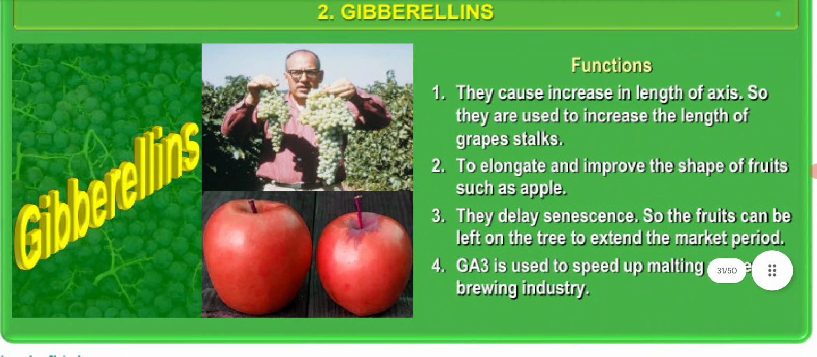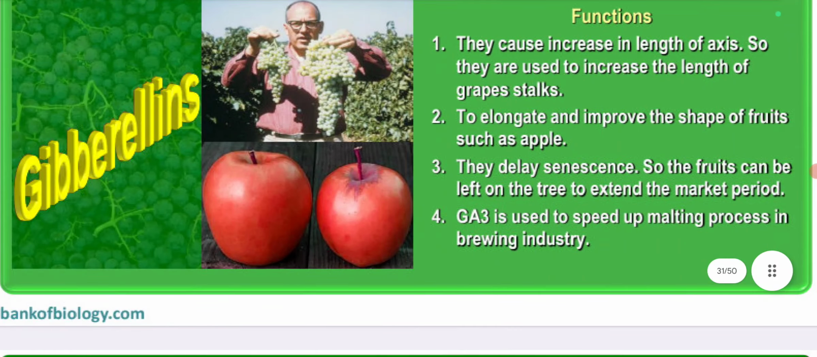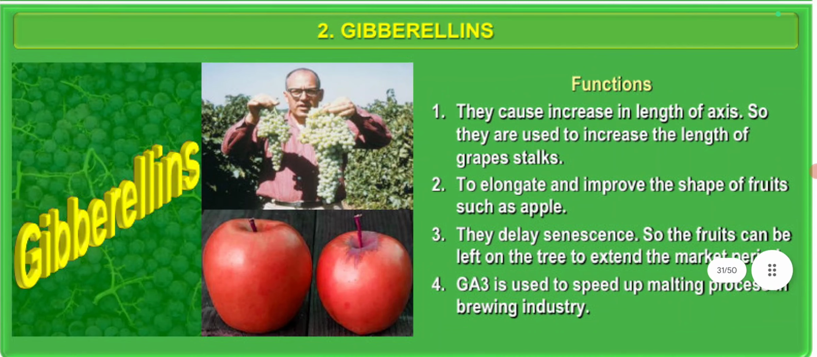Functions: they cause an increase in the length of the axis, so they are used to increase the length of grape stalks. Second, to elongate and improve the shape of fruit such as apple. Third, they delay senescence, so the fruit can be left on the tree to extend the market period. Fourth, GA3 is used to speed up the malting process in the brewing industry. These are the functions of gibberellins.